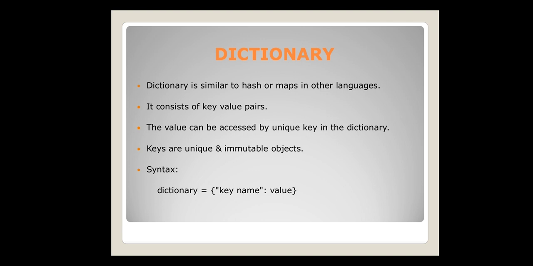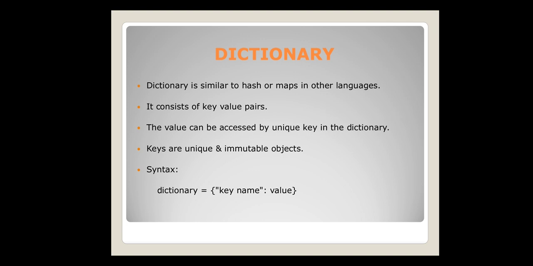The next data structure is dictionary. Dictionary is similar to the hash or map in other languages. It consists of key value pairs. The value can be accessed by a unique key in the dictionary. This is the main point: unique key. Unique key means what? For a particular value, if you are assigning any key, it cannot be modified after creation of the dictionary.